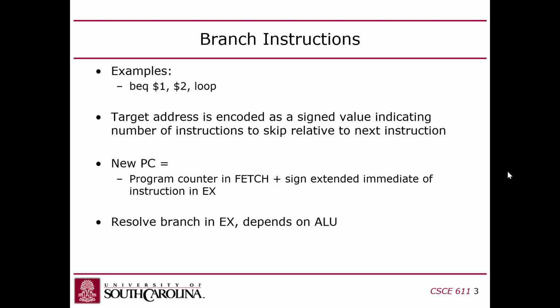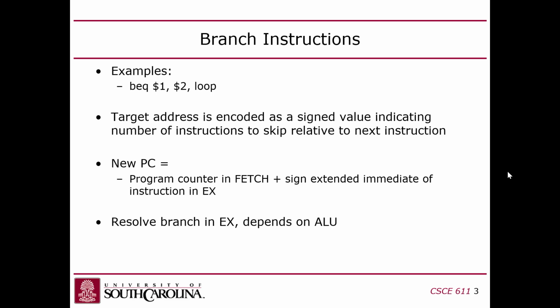Okay, so I talked about this. In assembly code, you would use a label, but when you assemble this, the label is just transformed into an offset, a number of instructions to skip, either forward or back, if the branch is taken. The target address, as I mentioned, is a signed value, so you want to sign extend that. And the program counter that we want to go to next would be whatever program counter is in the fetch stage plus the sign extended immediate of the instruction in EX, the EX stage.